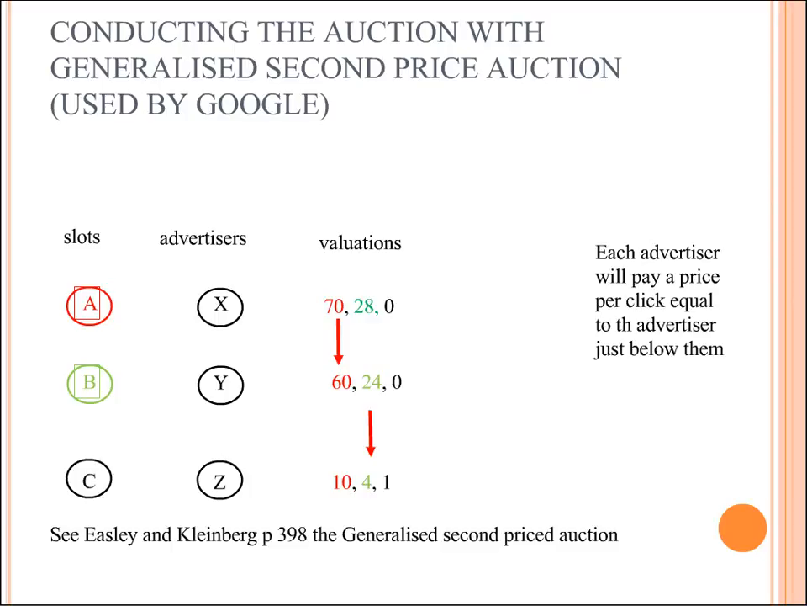So 70 was the highest bid, he pays 60. X is awarded slot A. After that we have slots B and C left. Y has the highest offer for slot B from the remaining, and he will pay the second highest offer, which is 4. This is the way the generalized second price auction works. It's very, very simple, but it has some problems because people do not necessarily have to tell the truth.